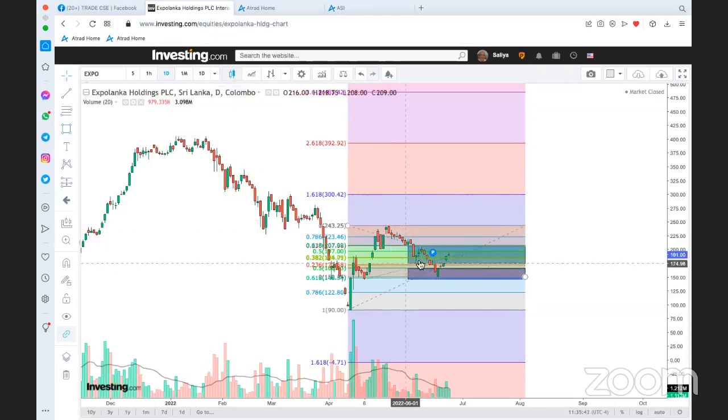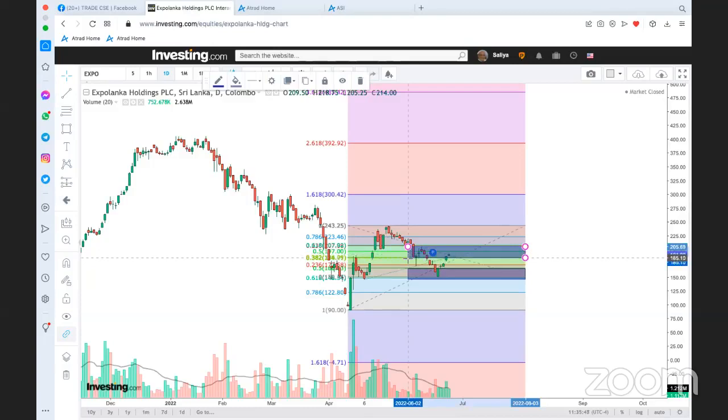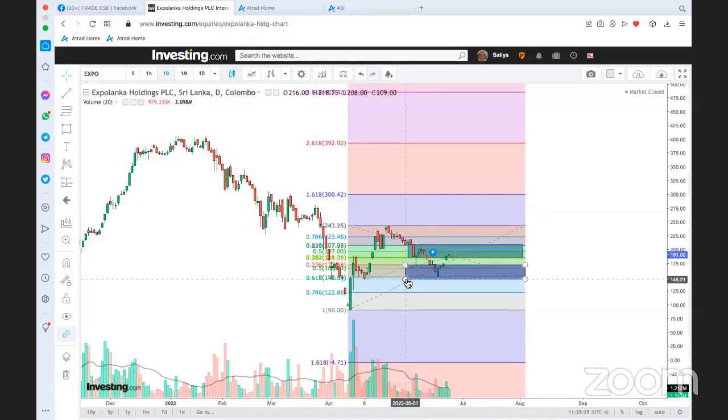You can take this zone up to here, because there are two lines overlapping. And you can take this up to this level. And also this obviously here. So that will be the support and resistance. Right? That is also possible.